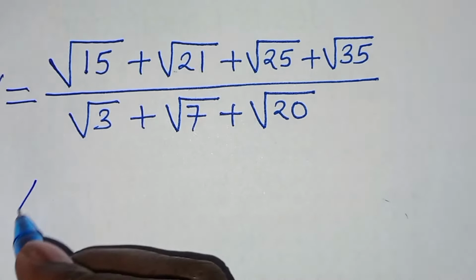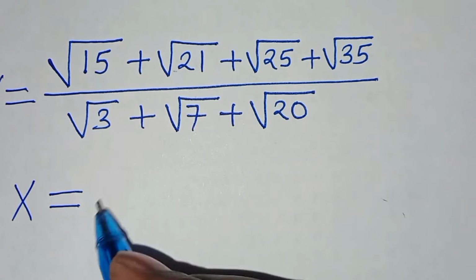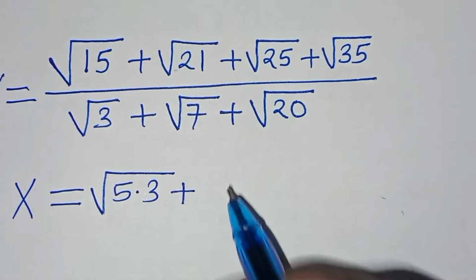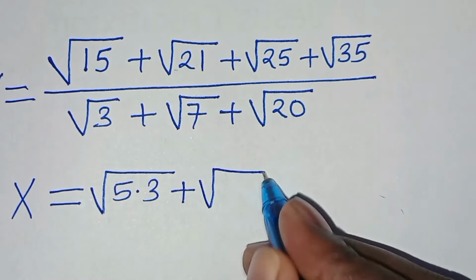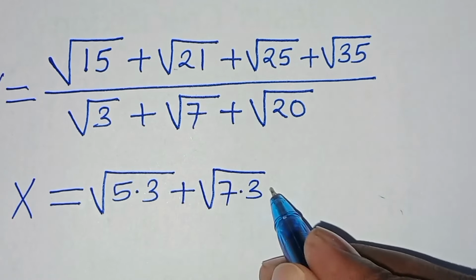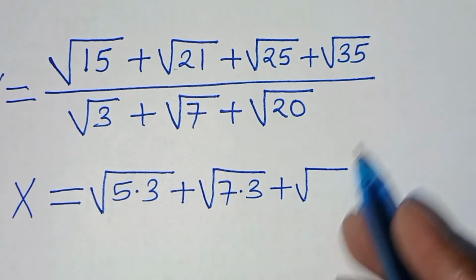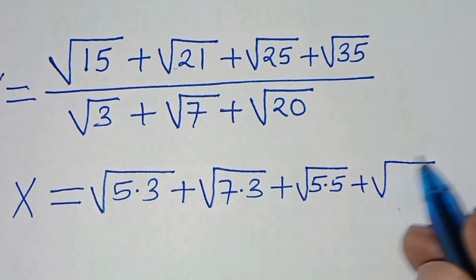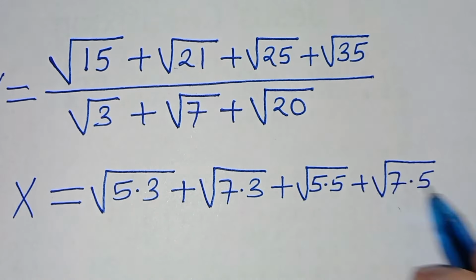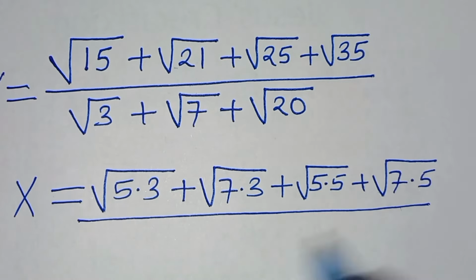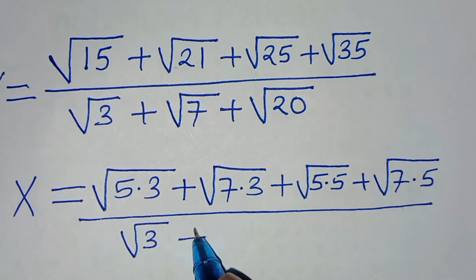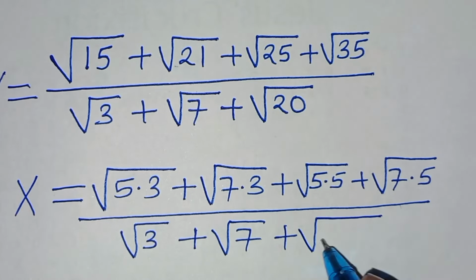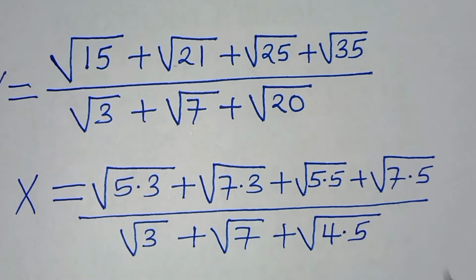So this implies that x will be equal to square root of 15, which can be expressed as square root of 5 times 3, plus square root of 21, which can be expressed as square root of 7 times 3, plus square root of 25, which can be expressed as square root of 5 times 5, and then plus square root of 35, which can be expressed as square root of 7 times 5, divided by square root of 3, then plus square root of 7, then plus square root of 20, which we can express as square root of 4 times 5.